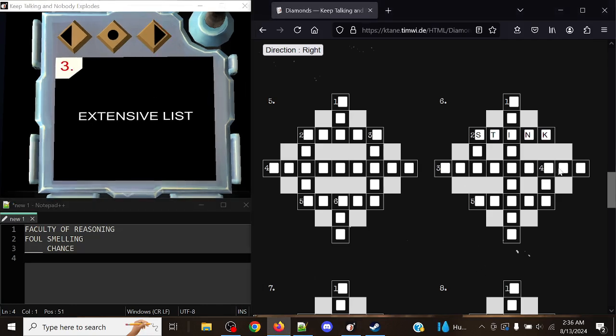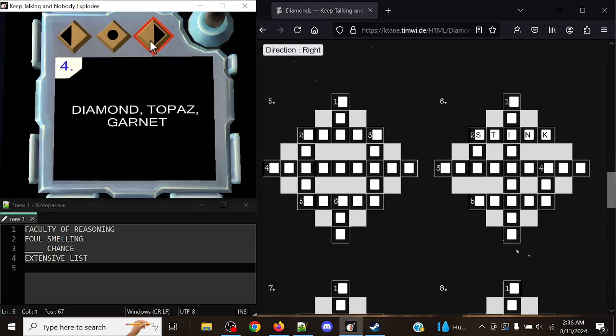Extensive list going across. And again, it might just be better off to write these clues down, because that's just going to be the way that you're going to do this. Diamond, topaz, garnet. My guess would be gem, because these are gems in their own way when we're doing 4 down.